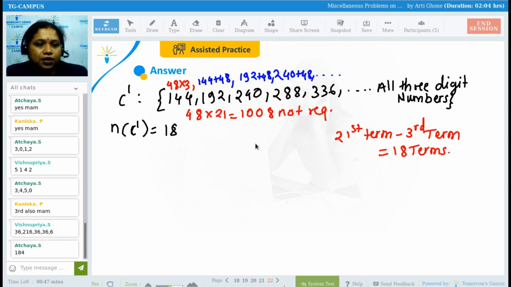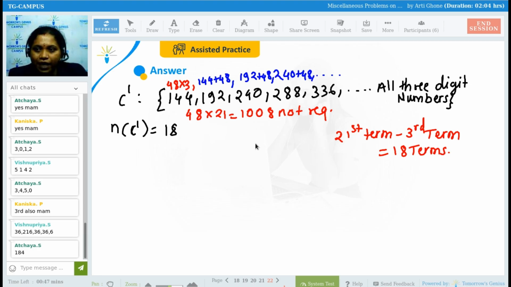See here, I'll make you understand the shortcut. Either you can list all the 18 terms. This is one straightforward method. Now pay attention for the shortcut. How I merge these numbers. Pay attention on screen. I got 48 threes are 144. So I am just checking randomly that 48 into which number gives the first 4-digit number. Clear? Okay. So 48 into 21, I got the first 4-digit number, which is not required. So 21st term minus third term, I got a total of 18 terms in between. Clear? All the 3-digit numbers covered.